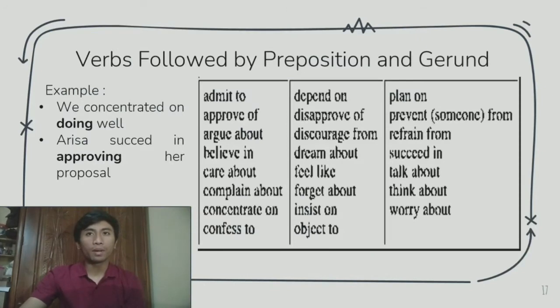Verbs followed by preposition and gerund. Example, we concentrate on doing well. Example 2, Arisa succeeds in approving her proposal.